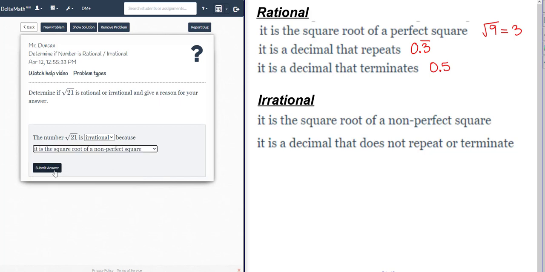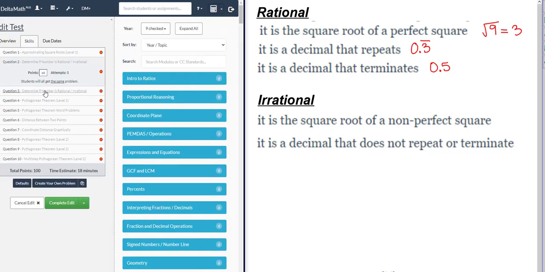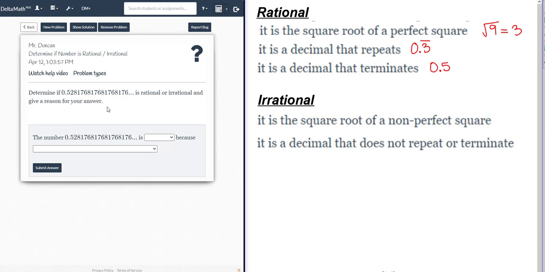Green check mark is good. X means stop and make sure you understand why you got it wrong. Let's go on to question 3. Let's see what we got.